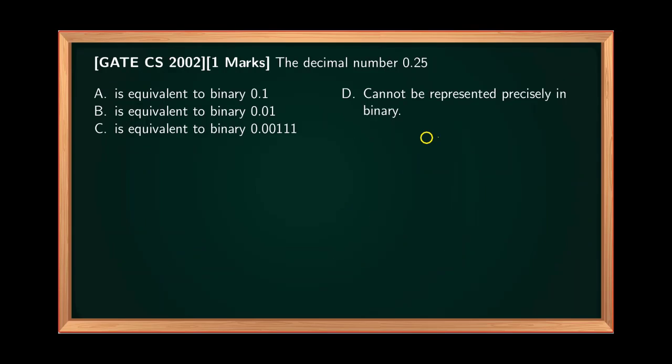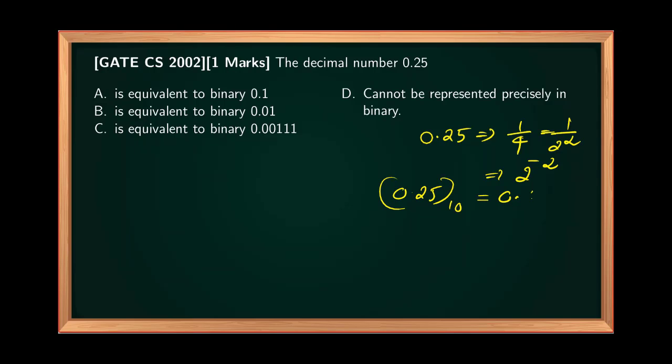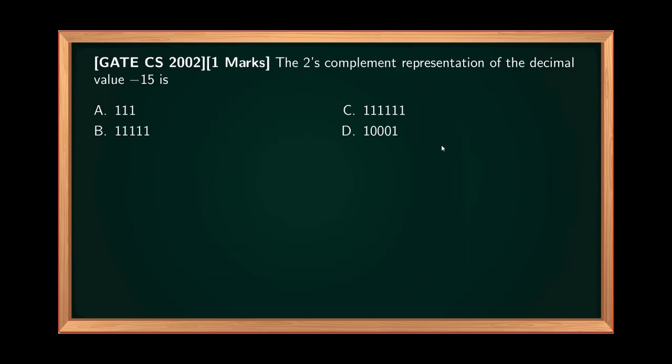The decimal equivalent of 0.25 is nothing but 1 by 4, that's equal to 1 by 2 squared, that's equal to 2 power minus 2. Hence 0.25 decimal is equivalent to 0.01 base 2.